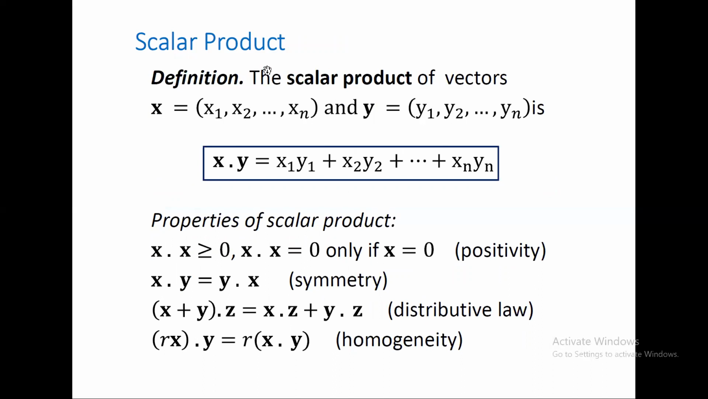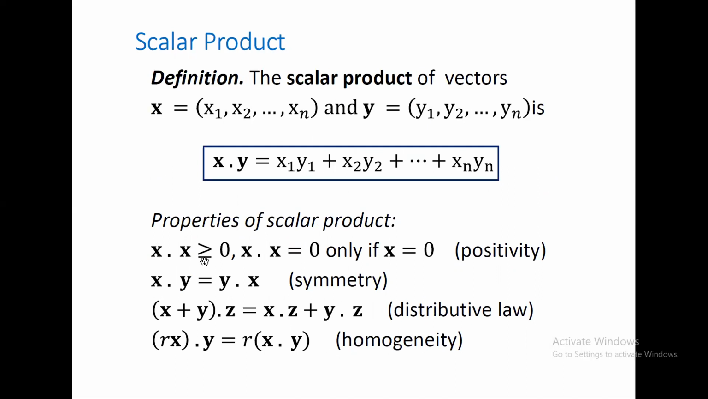Then we have the scalar product. By definition, the scalar product of two vectors x and y, x in n dimensions as x1 to xn and y in n dimensions from y1 to yn, can be represented as x dot y is equal to x1 y1 plus x2 y2 plus dot dot dot xn yn. So we have certain properties of the scalar product.